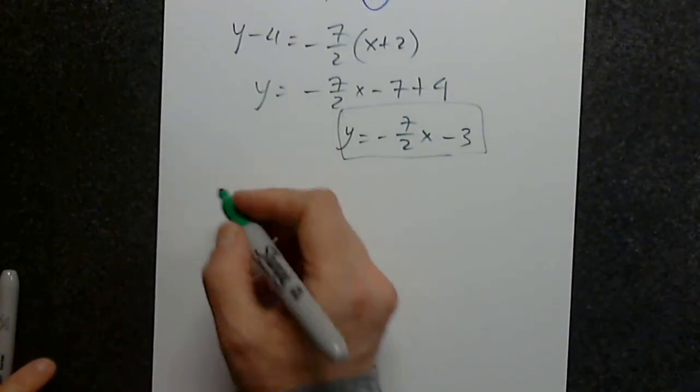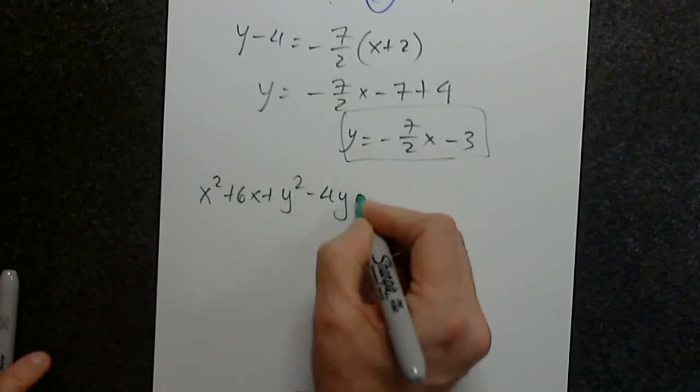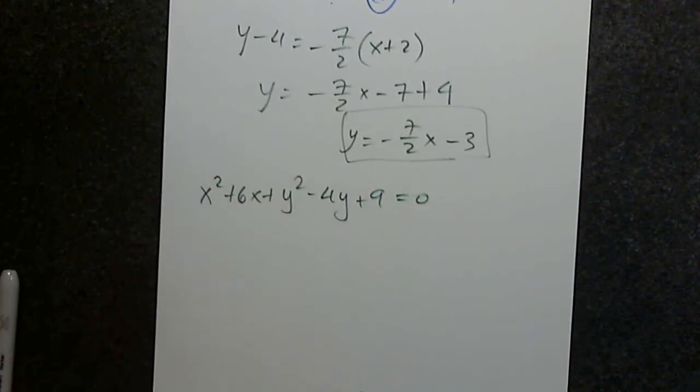Okay, so we have x squared plus 6x plus y squared minus 4y plus 9 equals 0. So we have to complete the squares, one with x and one with y.